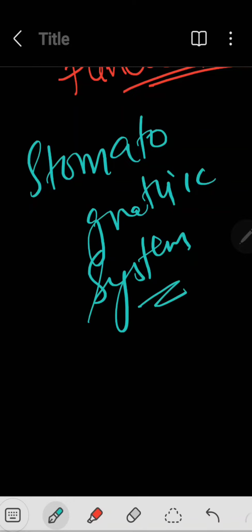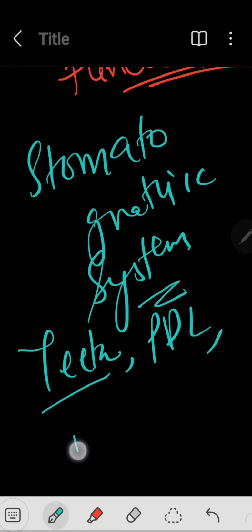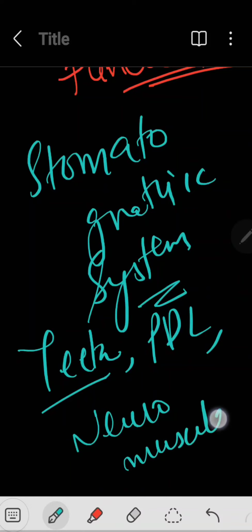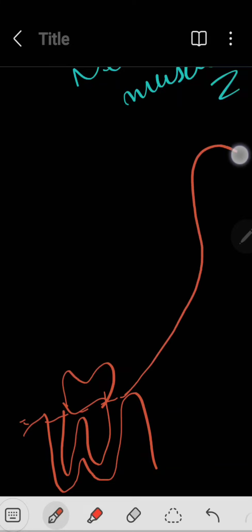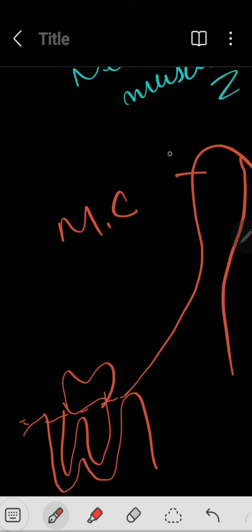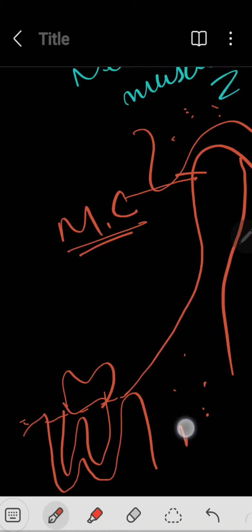Stomatognathic system as a whole comprises the teeth itself, the supporting structures, the PDL fibers, and the neuromusculature. So that is called dynamic. If I draw a diagram here about the teeth, which is being placed into the alveolar bone, or I can say if I extend it and draw, this is the mandibular condyle, which is being placed into the glenoid fossa. This is the mandible itself.